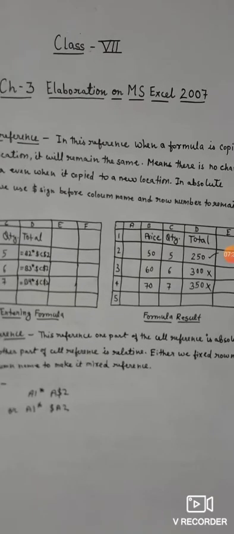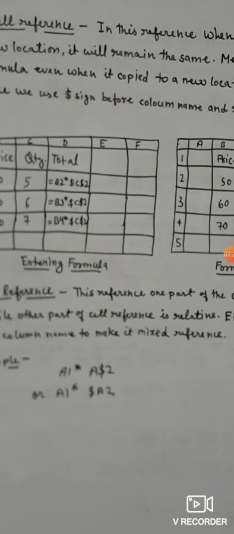Like here examples are given. In first one, A1 into A$2. In this example, row number is fixed, means if we use this formula and we copy from one place to another place, the row number 2 remains same, but the column name is changed. And in second one, A1 into $A2, in this column name is fixed, so when we copy this formula, the row number is changed but the column name remains fixed.